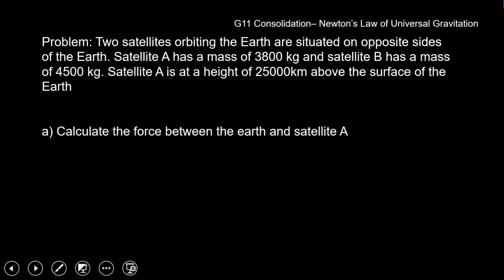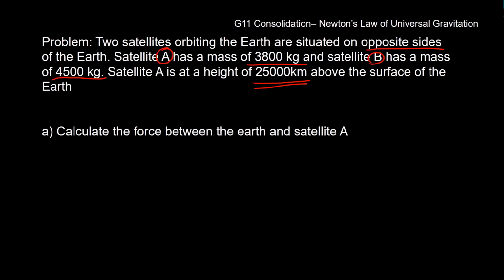Easy. Next question. Two satellites are orbiting the Earth and are situated on opposite sides of the Earth. Satellite A has a mass of 3,800 kilograms. Satellite B has a mass of 4,500 kilograms. Satellite A is at a height of 25,000 kilometers above the surface of the Earth.